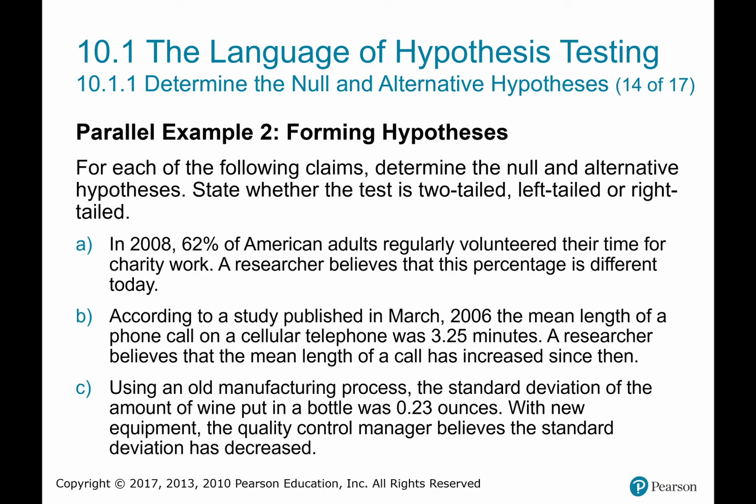Parallel example 2. For each of the following, determine whether it's two-tailed, left-tailed, or right-tailed. A researcher believes that this percentage is different today. That means it's two-tailed because that means it's not equal to. It doesn't matter if it's greater than or less than. Part B: a researcher believes that the mean length of a call has increased, so that's greater than. That would be right-tailed. And then with the new equipment, the quality control manager believes it's decreased. That would be left-tailed. We kind of draw the picture so that we know if it's left-tailed, right-tailed, and all of those things.